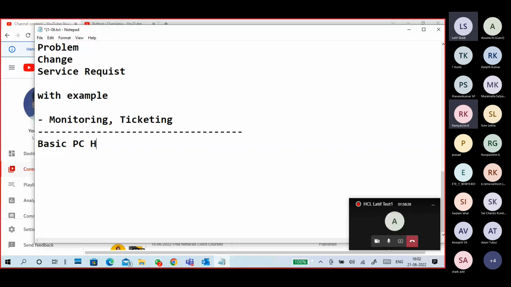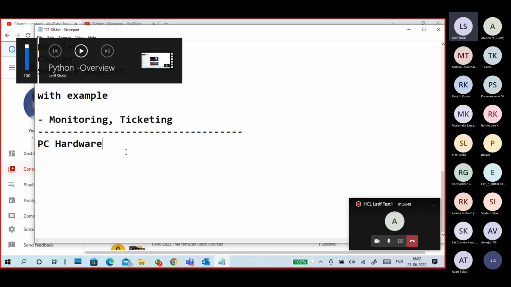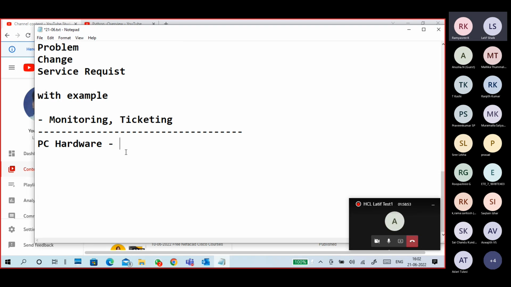Sir, before that, can I ask you one? Hardware. Okay. Did anybody tell anything? Yes, sir. It's me, Rameshri. Sir, can I ask you one thing? Yeah, ask me. Sir, what is the difference between the SDTM and ITTM?